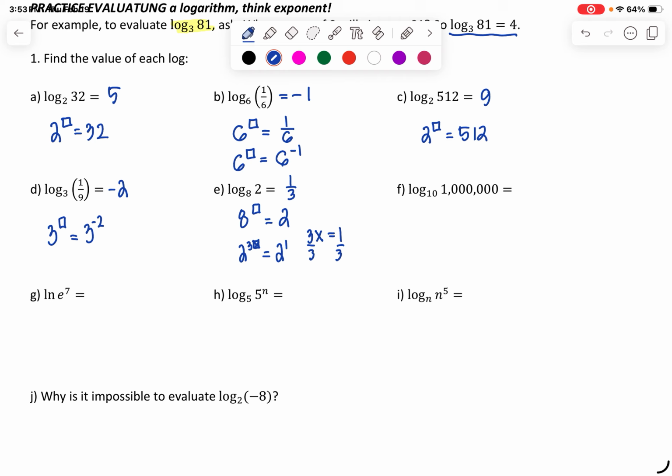Another way of thinking it is, what do I do to 8 to get it to be a 2? You have to cube root. Cube root is a 1/3 power. If it was square root, it'd be a 1/2 power. If it was a 4th root, it'd be a 1/4 power. So there's many ways of thinking about this.